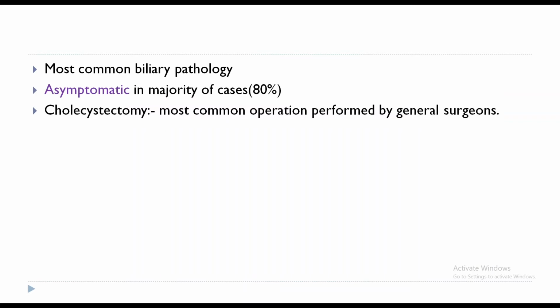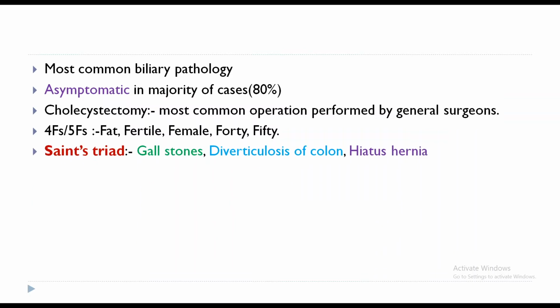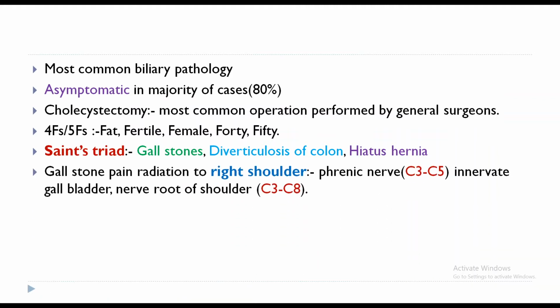Cholecystectomy is the most common operation performed by a general surgeon because of the burden of the disease. You must be knowing the 4Fs or 5Fs to describe the risk factors, that is fat, fertile, female, 40, and now we include 50s also. For MCQs, Saint's triad is important, which is gallstone, diverticulosis of colon, and hiatus hernia.